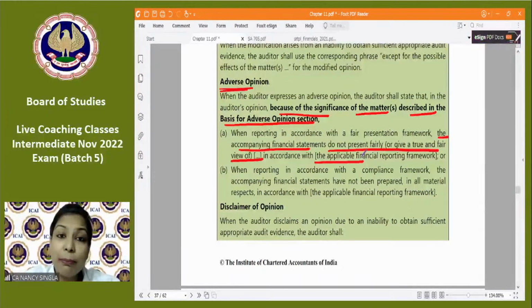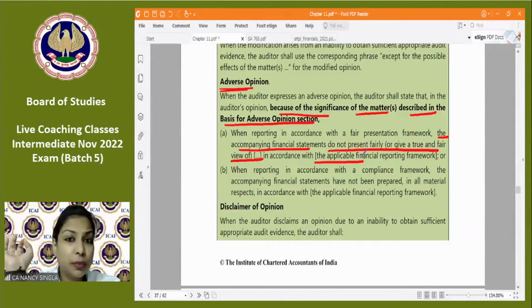क्योंकि because the matter that I have explained in basis of adverse opinion section is so significant, the entire financial statement do not reflect a true and fair view. Because वो matter इतना significant है that it is material as well as pervasive. तो ये material as well as pervasive, the auditor is not as such mentioning here in the format, but auditor क्या बोल रहा है, because of the significance of the matter which has been described in basis of adverse opinion section, the accompanying financial statements do not present fairly in all material respect as per the applicable FRF.